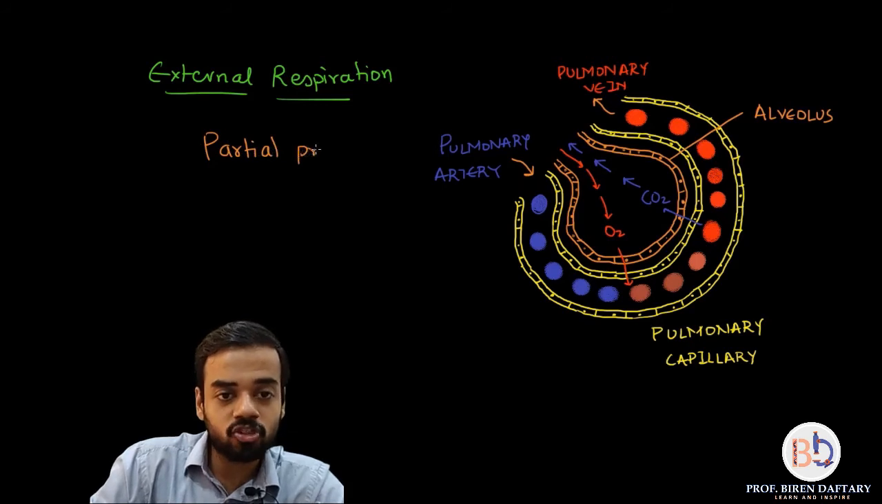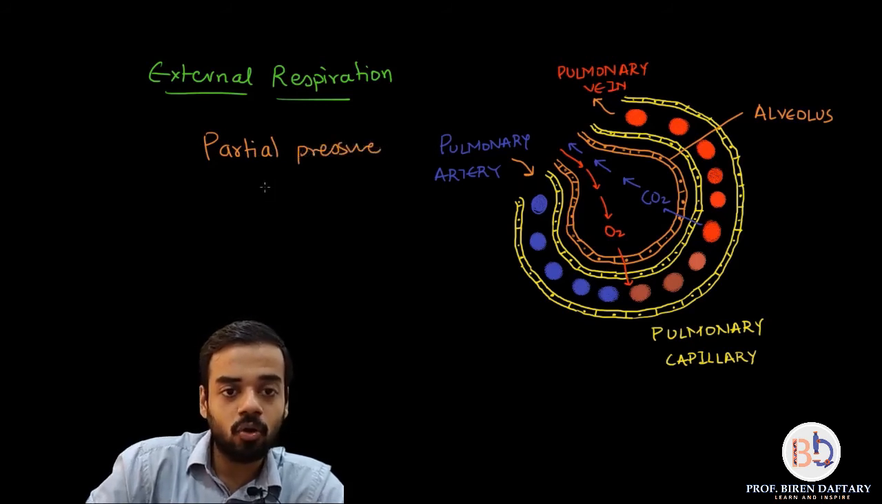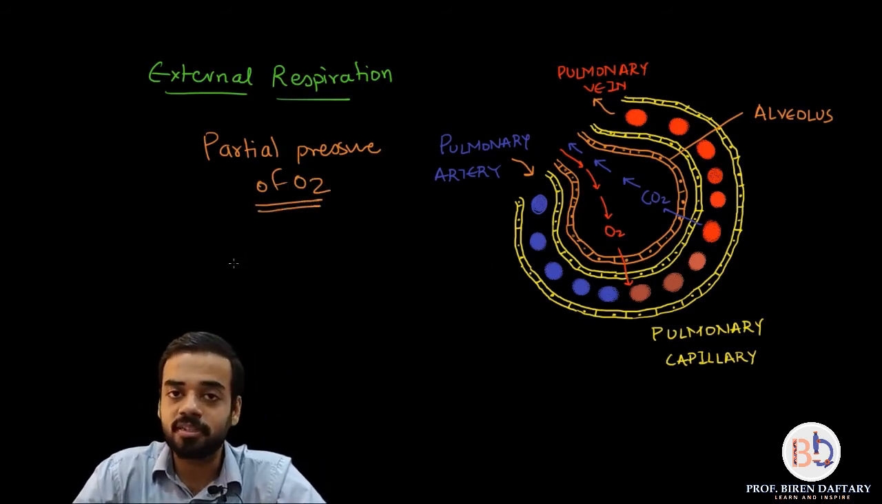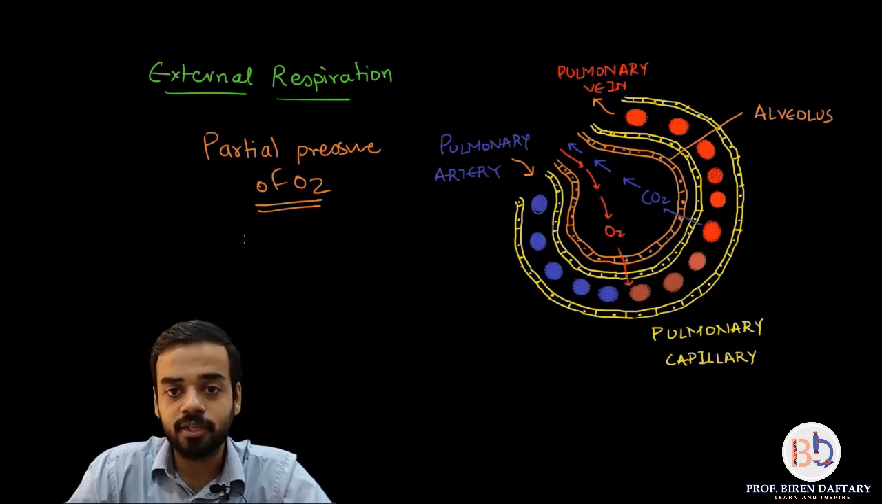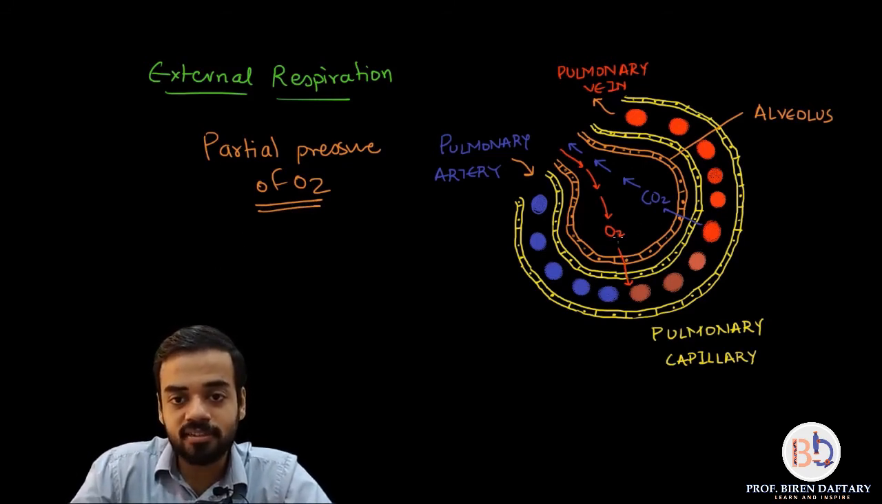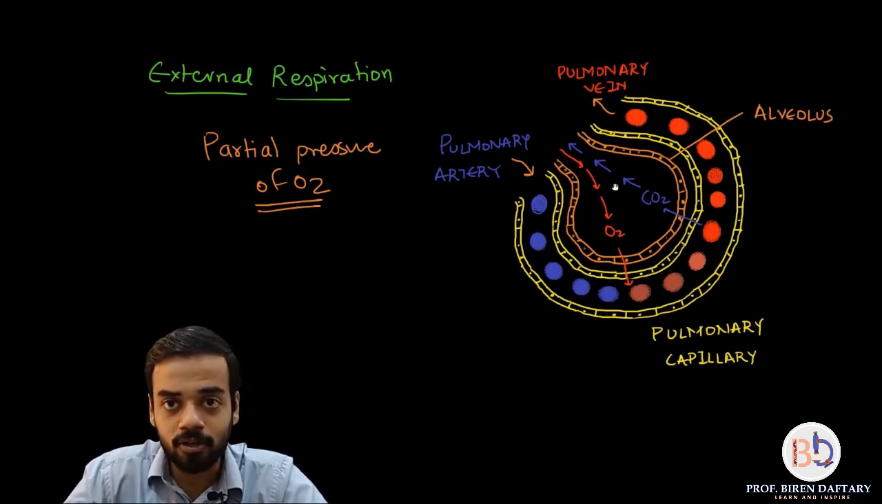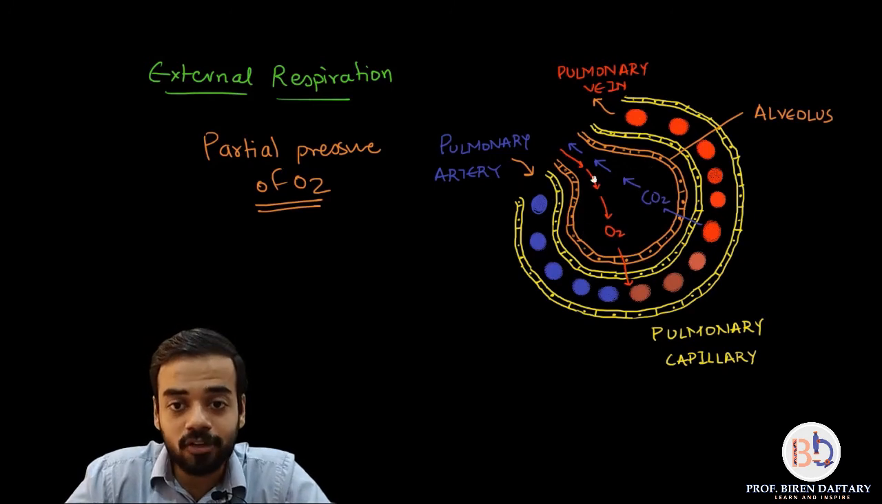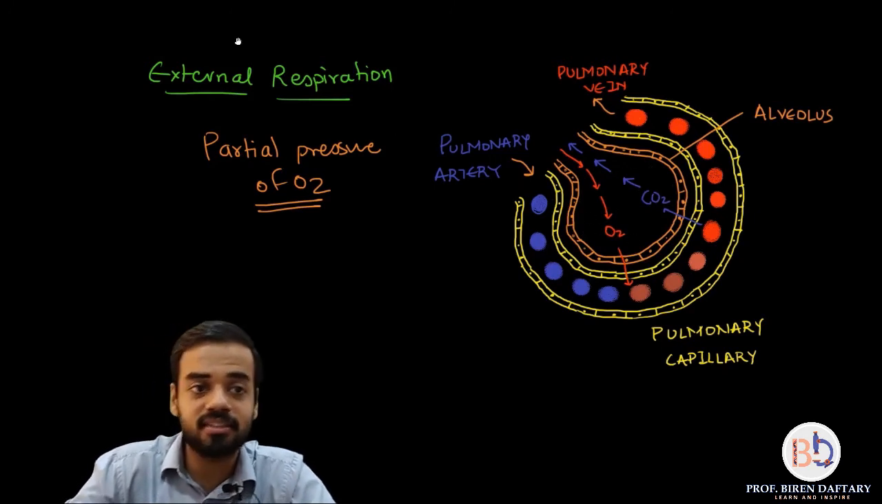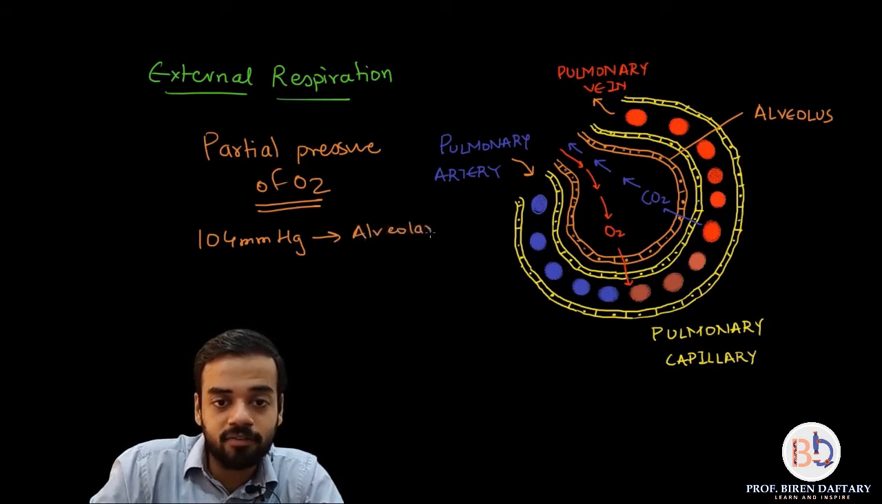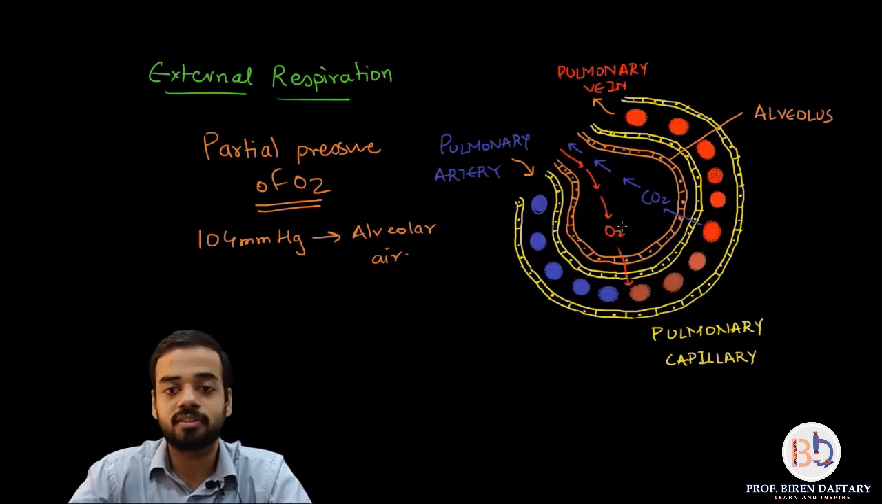Okay, so let us talk about the partial pressure of oxygen first. Partial pressure of oxygen is measured in the units of millimeters of mercury. So the air that we breathe in, this is the alveolus. So this alveolus is filled with air and obviously oxygen is a part of it. So the partial pressure of the oxygen inside this alveolus is 104 millimeters of mercury. Okay, so this is alveolar air. Alveolar air means air present in alveolus.